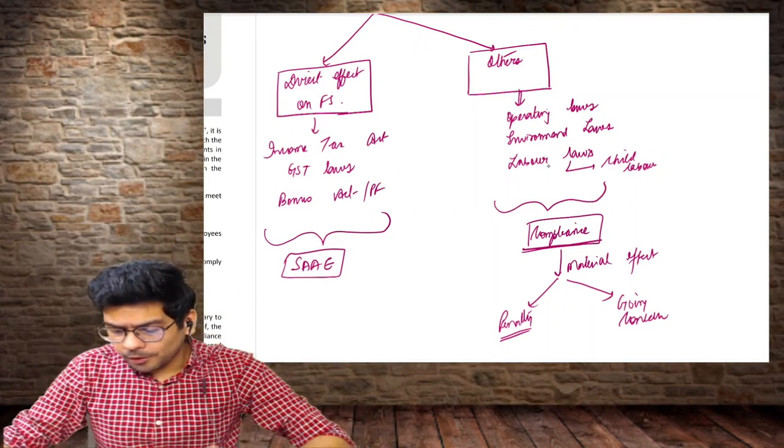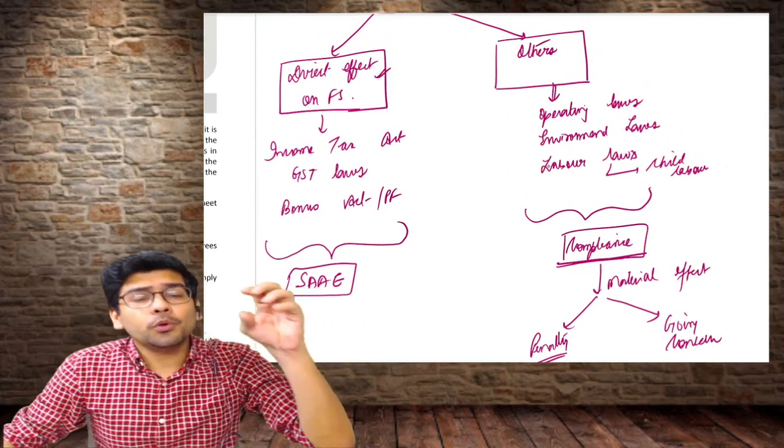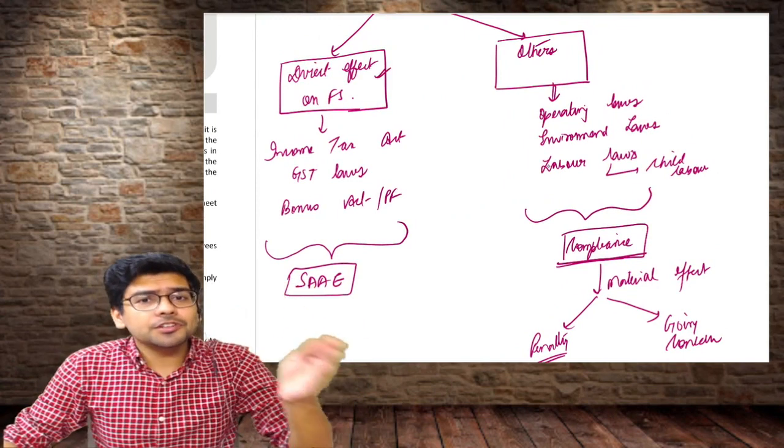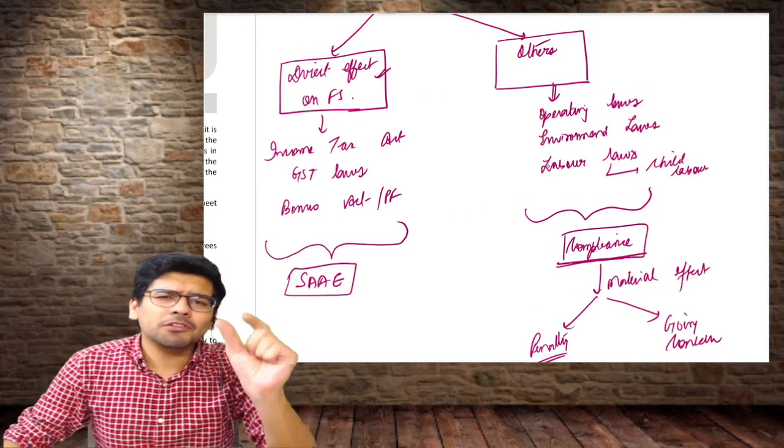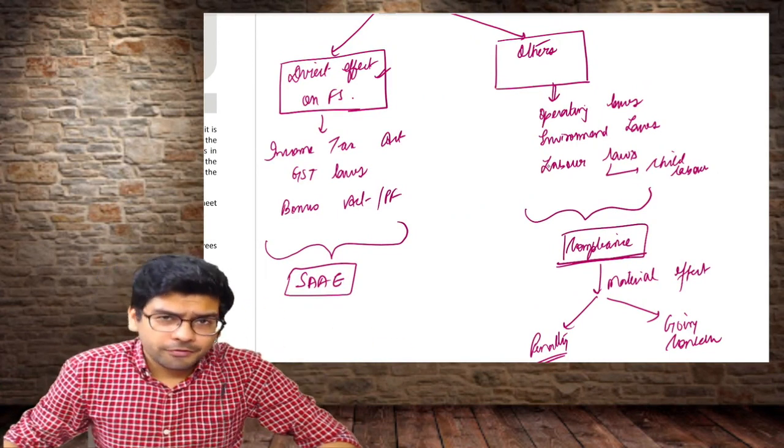So understand my point. What I'm trying to say is, for the laws which have direct impact, the auditor is going to ensure he obtains sufficient and appropriate audit evidence just to see that whatever figures are written in the financials with respect to these laws, whether they are true and fair or not.